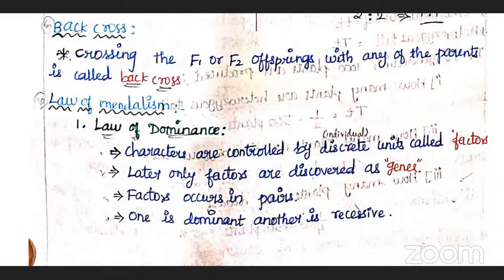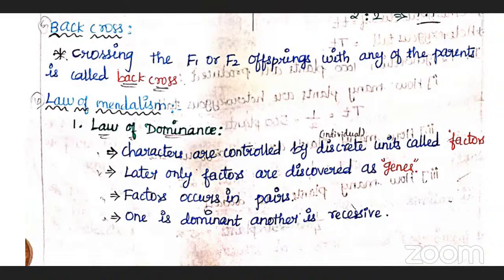First we will discuss the first two laws, because the first two laws were formulated based on the monohybrid cross. The first law, the law of dominance, means each organism is formed of a bundle of characters.